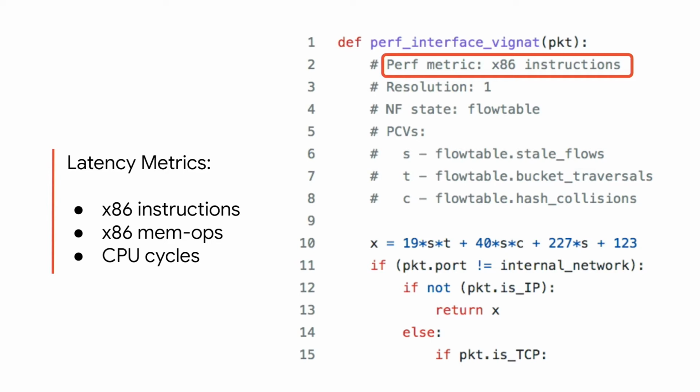So in this portion of the talk, I'm going to focus on x86 instructions for ease of illustration. But I will come back to CPU cycles when I describe how we extract interfaces from code and also in our evaluation.